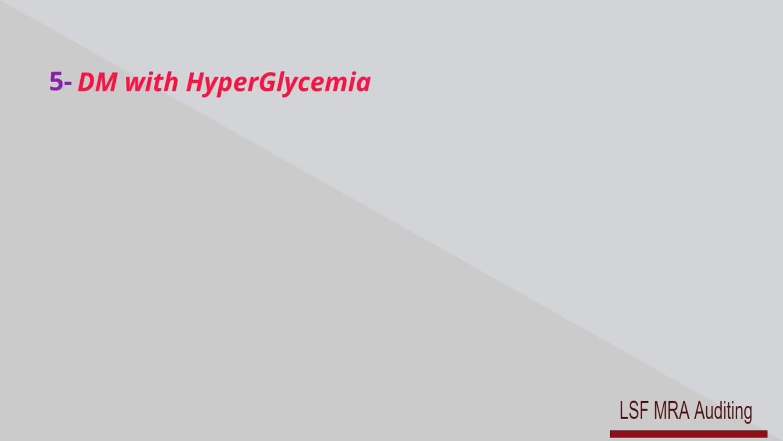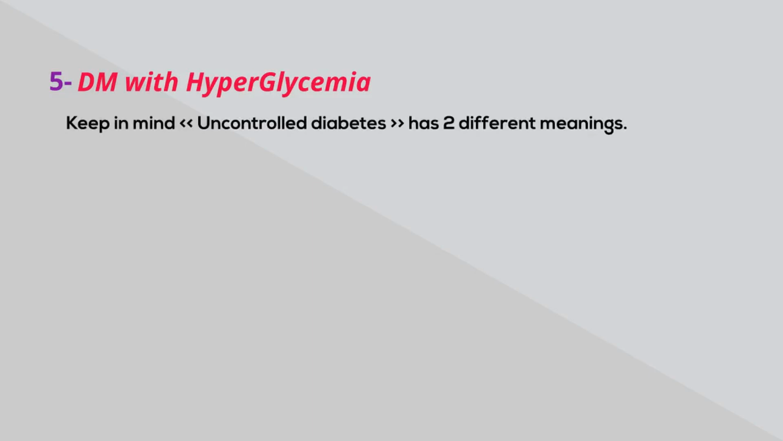Type 2 diabetes with hyperglycemia. Diabetes with hyperglycemia will always be reported instead of uncontrolled diabetes, which has two different meanings. Hyperglycemia should be noted in the medical record when it exists, as it is a complication of diabetes. Documented uncontrolled diabetes is insufficient information for coding, as it could indicate hyper or hypoglycemia, and defaults to diabetes without complication.